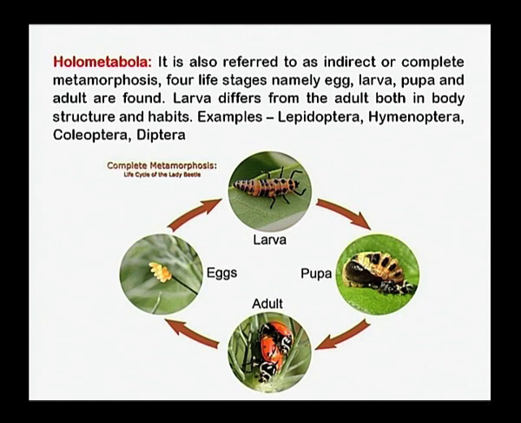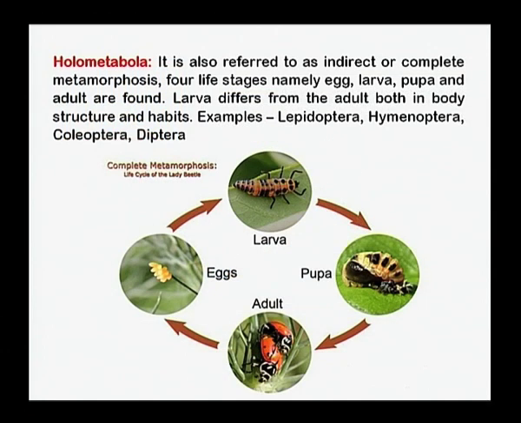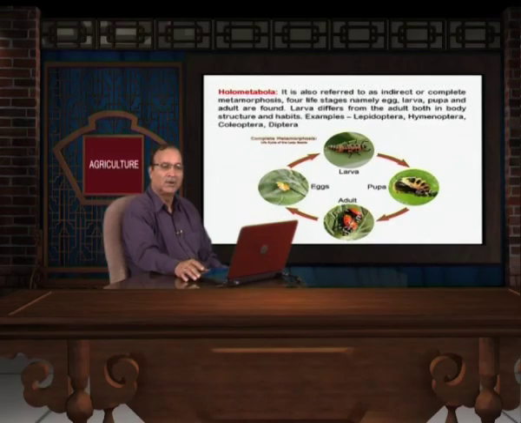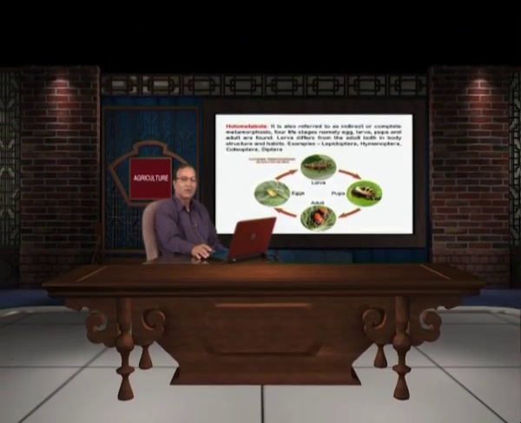For example, the larva of a holometabolous insect possesses biting and chewing type of mouth parts, whereas in certain cases the adult holometabolous insect does not have the biting and chewing type of mouth parts. The best examples are Lepidoptera, Hymenoptera, Coleoptera and Diptera, or the members of such orders undergo metamorphosis under the holometabolous type of development.